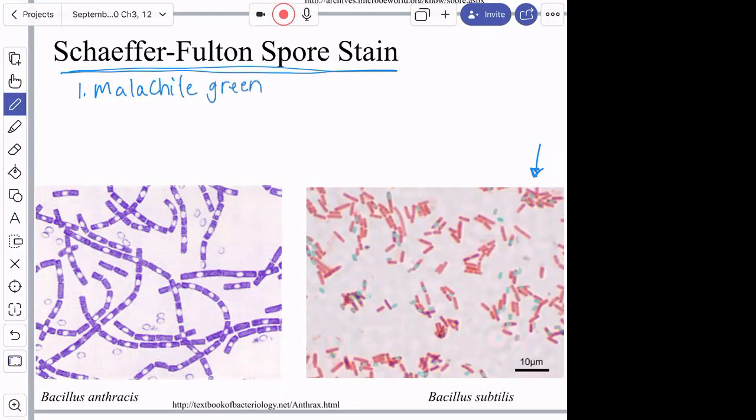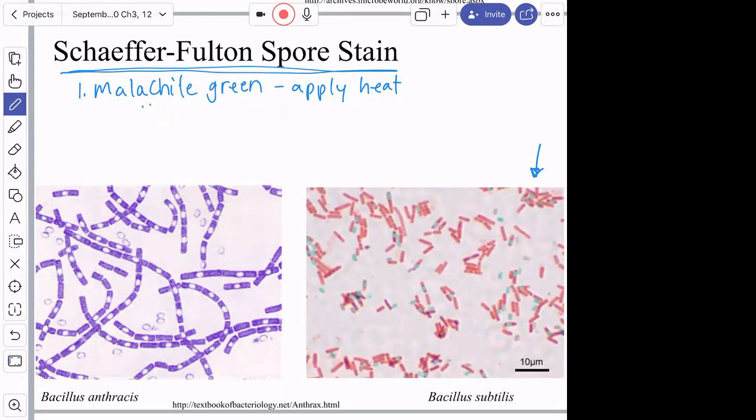And there's nothing really special about that dye, but what we do special to it is that we apply heat to the cells when the stain is on there. We usually put our slide over a water bath that's boiling. So we apply the steam for about 5 minutes, and that disrupts the spore coat enough to allow it to take up this malachite green.